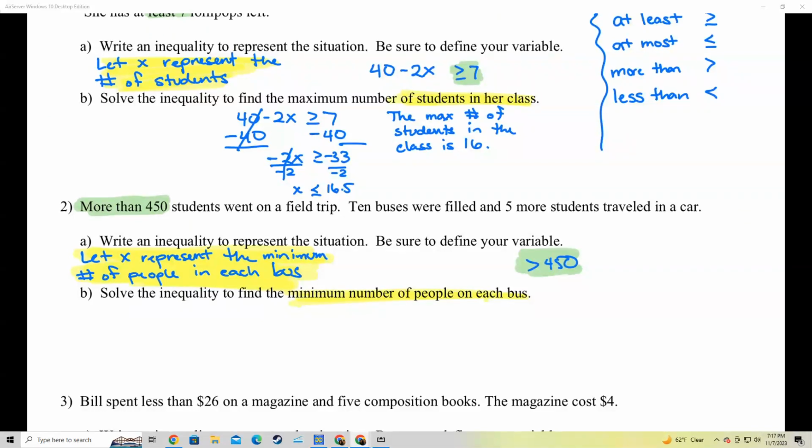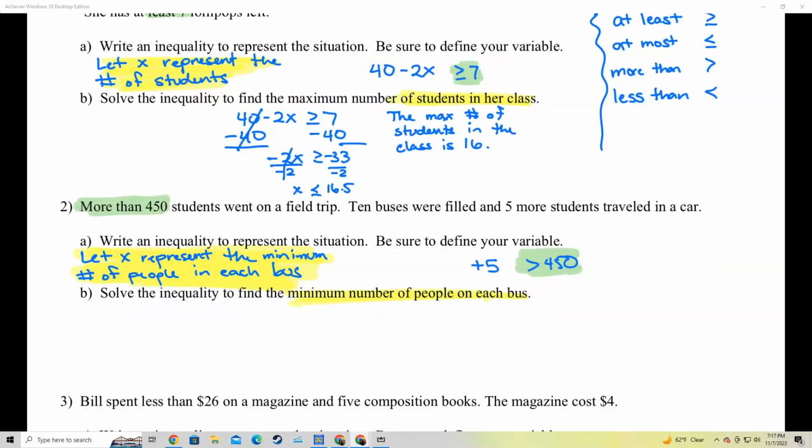Well, the first thing that we want to figure out is, is there anything that you know for sure? Well, there's 10 buses, but I don't know how many people are in each bus. So the 10 buses I'm not really going to work with yet. I do know that there were 5 more students that traveled in a car. So that means exactly 5 extra students traveled in a car. So that's not saying that I'm counting by fives. That means I'm going to add 5 extra students at the very end.